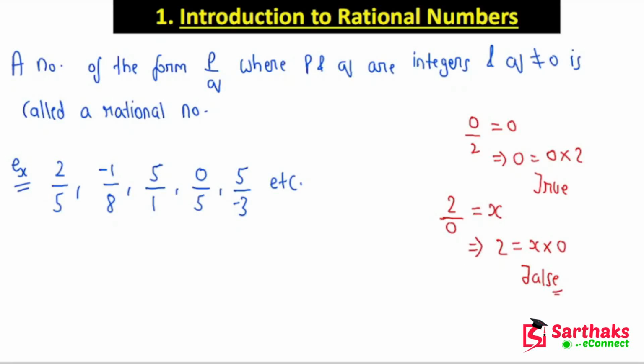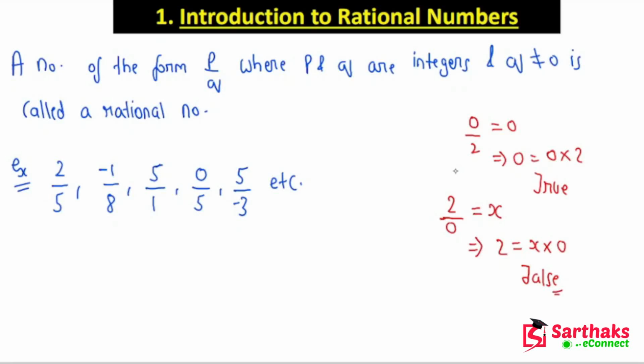You cannot take 0 in the denominator of a fraction. Now you understand the logic, because when you cross multiply, if it exists, then you can cross multiply 0 with that number, but again it will result in 0. But our result is not 0, it is 2. So this equation is false. That is why 0 can come in the numerator but not in the denominator. So this was all about the introduction of rational numbers.